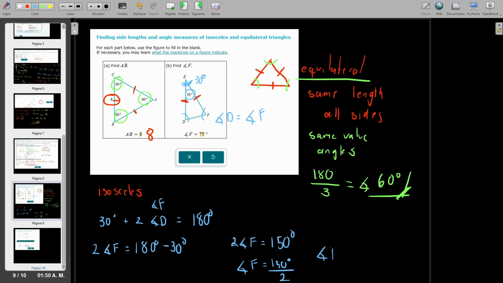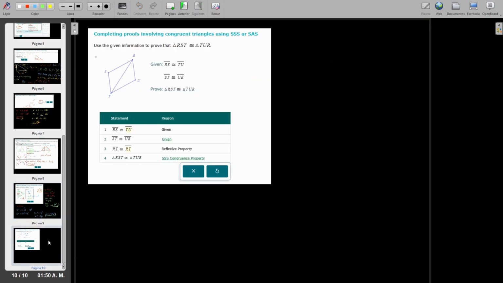And the angle of F is going to be how much? 75. Okay? 75, which is the value of this one, 75. Okay? Now we go to the last one. Completing the proof with congruent triangles using the SSS or side-angle-side properties.